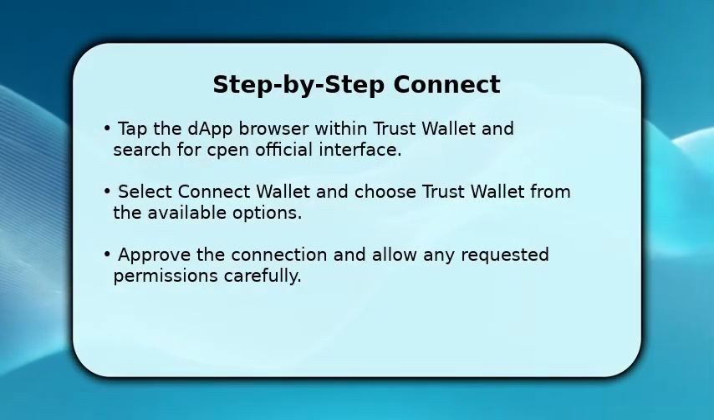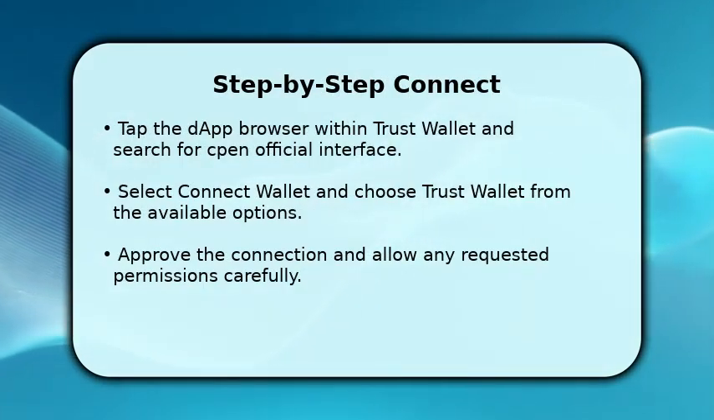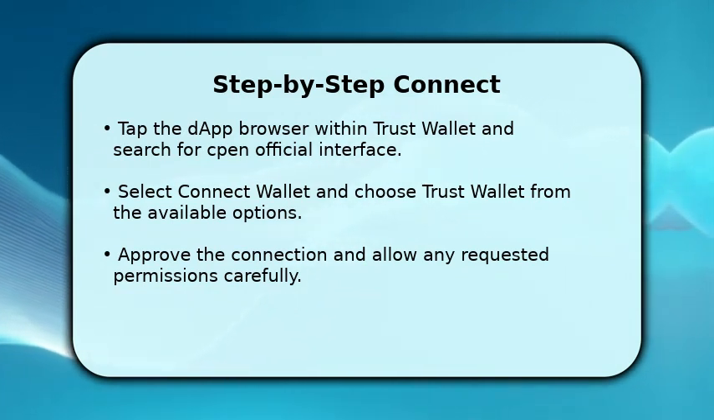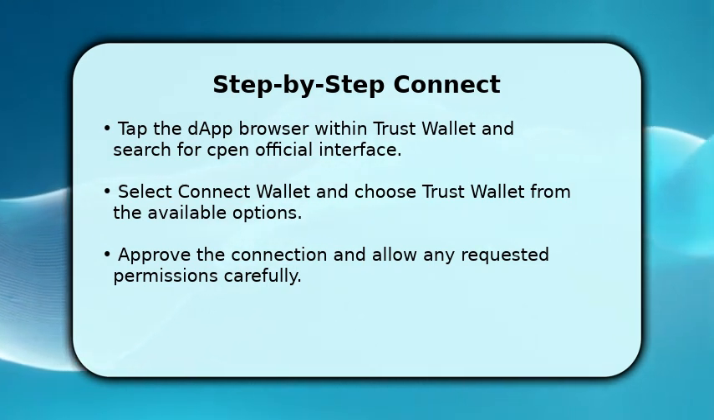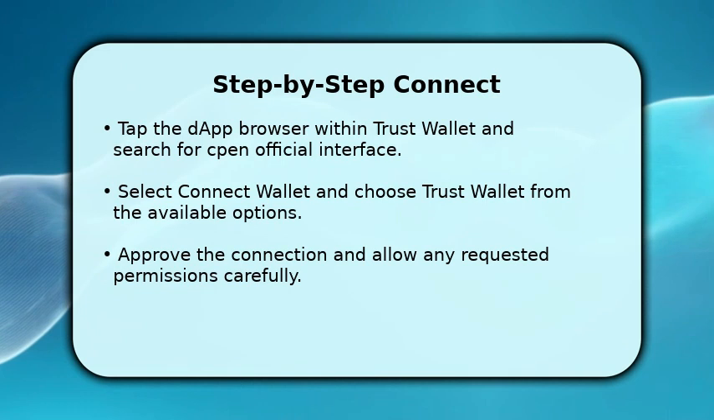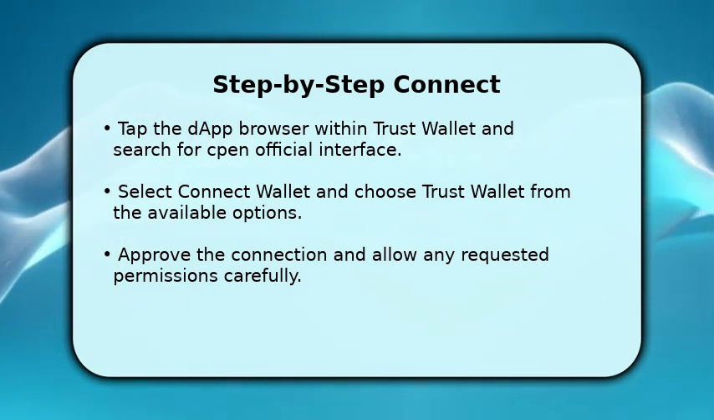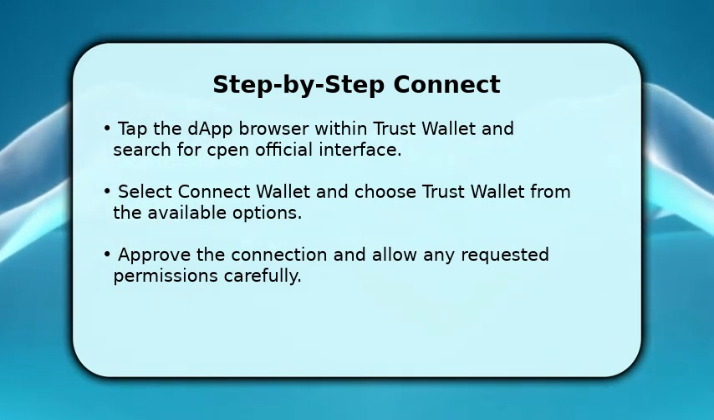Now we walk through connecting step by step at a friendly pace. Open the D-App browser in Trust Wallet, then search or paste the Cpen interface address. Choose Connect Wallet and pick Trust Wallet from the list, then a prompt will ask you to approve the connection. Read the permissions and only confirm if they match expected actions. After approval, your wallet should display Cpen balance and interaction options smoothly.